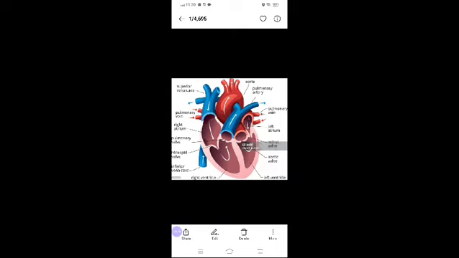The blue portion of the human heart shows that it has less oxygen and more carbon dioxide, which means the blood is deoxygenated blood. The red portion of the human heart shows that it has more oxygen and less carbon dioxide. So this blood is the oxygenated blood.